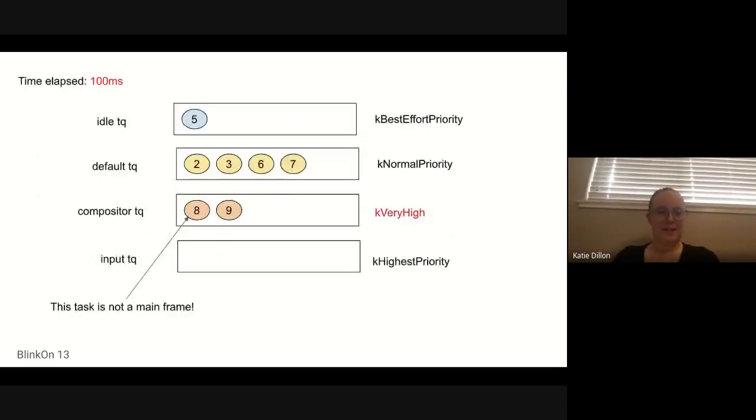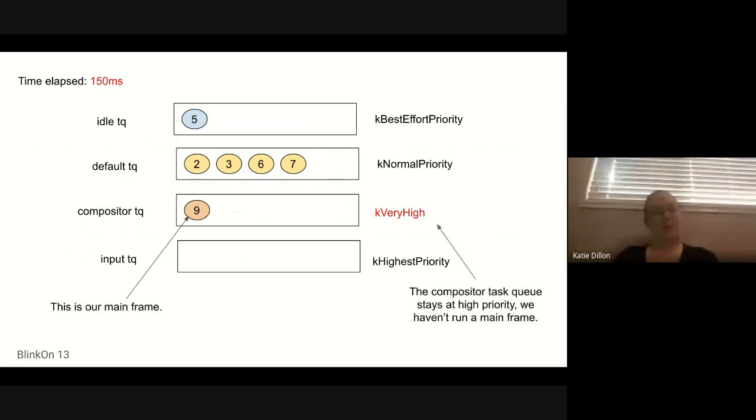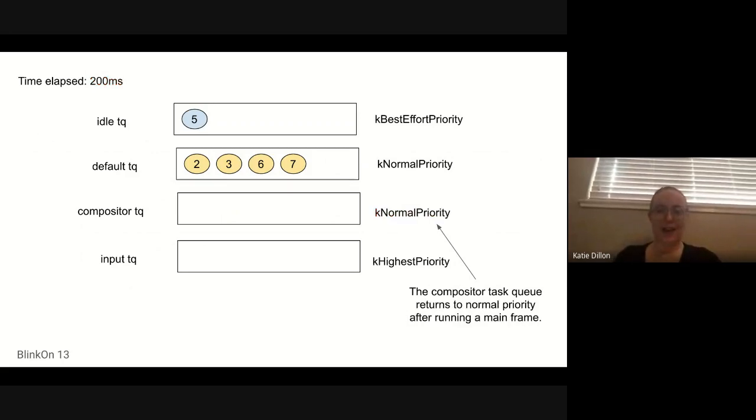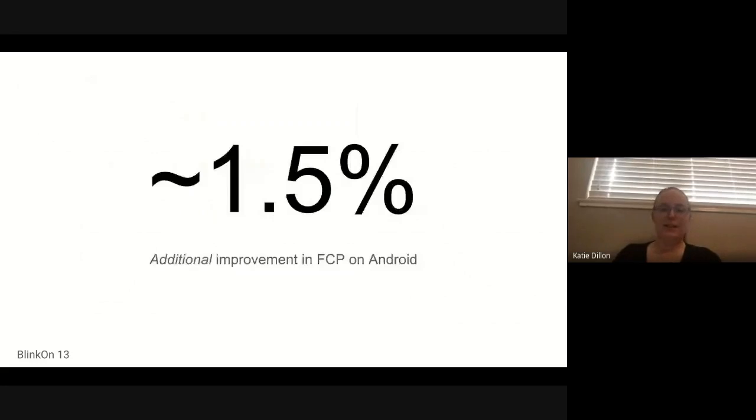So back to the toy example, if we were at our 100 milliseconds with our queue at very high priority and we run a task off of the compositor task queue, but it's not a begin main frame, we leave the compositor task queue at a very high priority, and then we run our main frame. And this time we had to wait 150 milliseconds, but it is a rough target of 10 FPS on a lower bound frame rate. And then the compositor task queue returns back to normal priority after we do that frame, and so on. And this experiment saw an additional 1.5% improvement in FCP on Android, which was great.